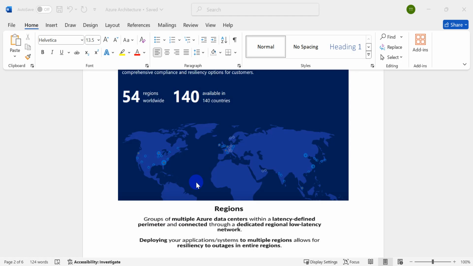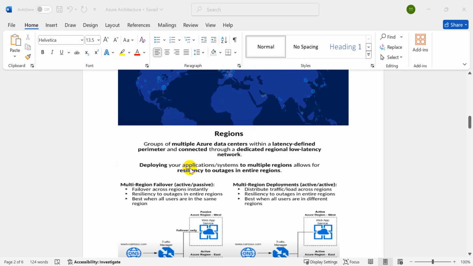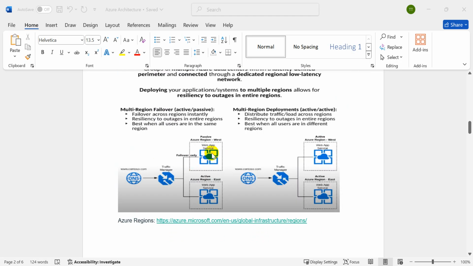Based on when all users are in the same region. So when all the users are in the same region, you can have active-passive. Yes, active-passive. So look here. This is the failover concept where you can make the failover. You are using the services and you want to make one active and one passive. When one goes down, the other automatically fails over.